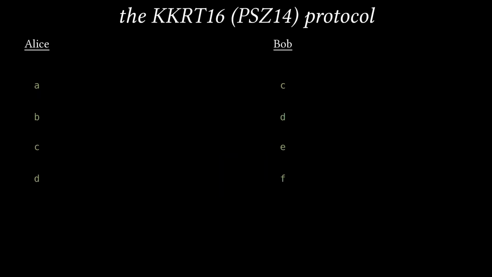Now I can tell you how the KKRT protocol works. Remember, it's the fastest protocol for two-party, semi-honest PSI. I'll describe the high-level idea of KKRT, which is the same overall idea as the protocol of Pinkas, Schneider, and Zohner. In this example, Alice has items A, B, C, D, and Bob has items C, D, E, F.